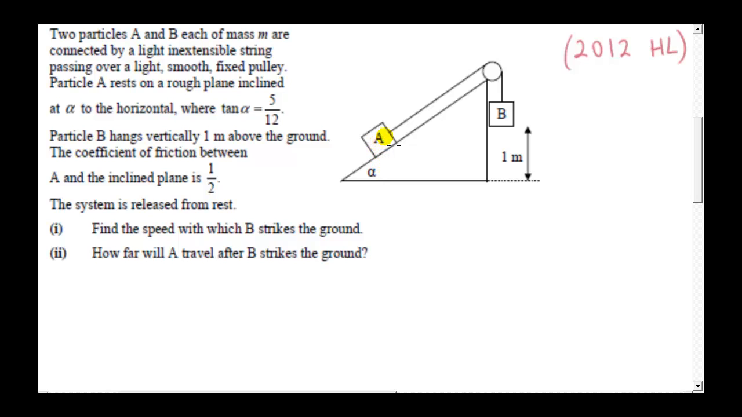In this problem, we have two identical particles, A and B. A rests on a rough incline. We know the angle of the incline, given by tan alpha equals 5/12, and we know the coefficient of friction between A and this incline. The system is released from rest, and we want to find the speed with which B strikes the ground. So it appears that B moves down.